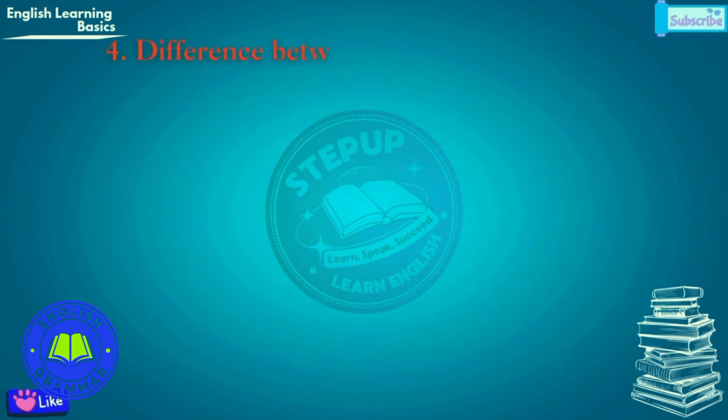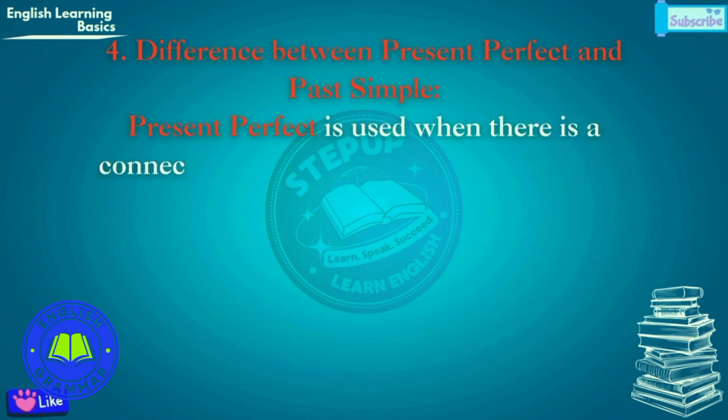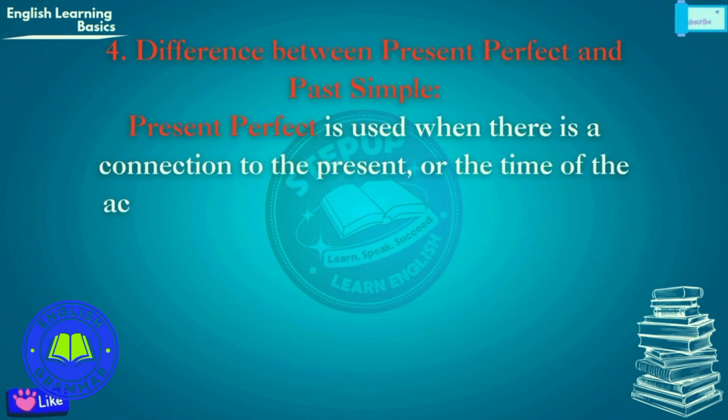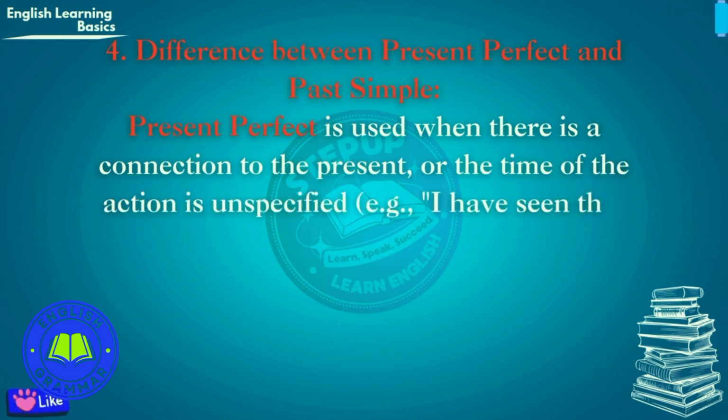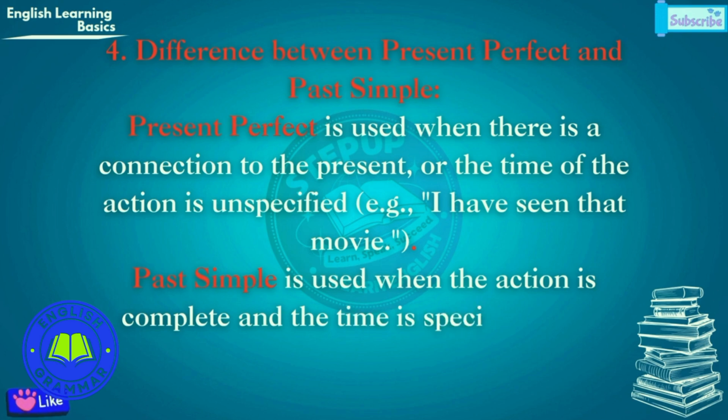4. Difference between present perfect and past simple. Present perfect is used when there is a connection to the present or the time of the action is unspecified, e.g., I have seen that movie. Past simple is used when the action is complete and the time is specific, e.g., I saw that movie last week.